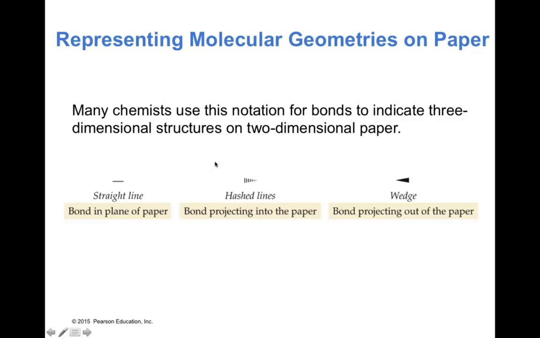So whenever the bond is in the plane of the paper, we draw a straight line. When it's projecting into the paper, or back from the paper, you use the hashed lines, and when the bond is projecting out of the paper, we use the wedge.